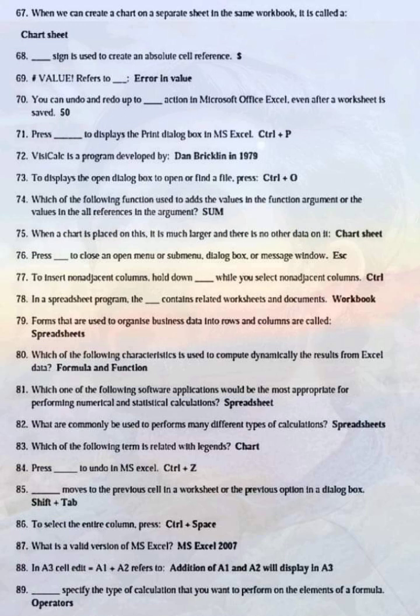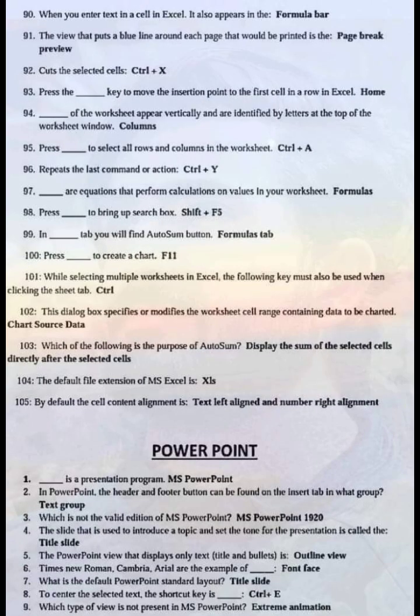What is a valid version of MS Excel? MS Excel 2007. In cell A3, enter equals A1 plus A2, which refers to the addition of cells A1 and A2, and the result will display in A3. Dash specifies the type of calculation you want to perform on the elements of a formula: operators. When you enter text in a cell in Excel, it also appears in the formula bar. The view that puts a blue line around each page that would be printed is the page break preview.